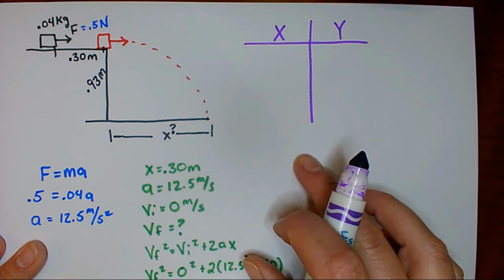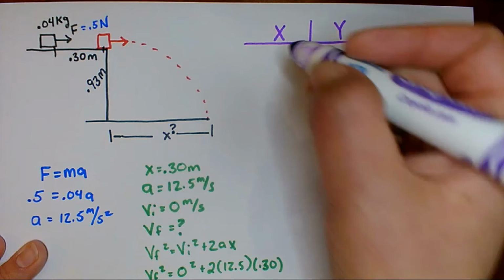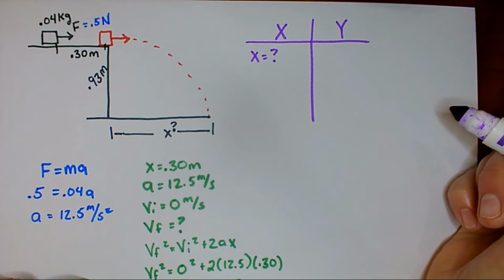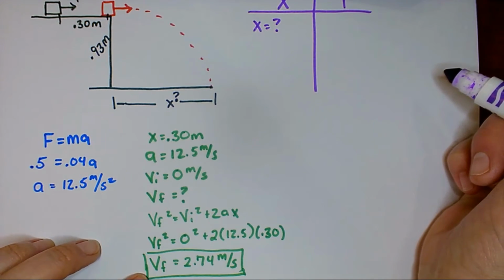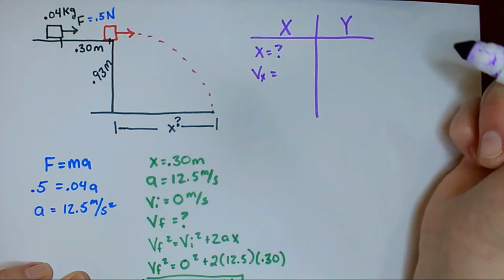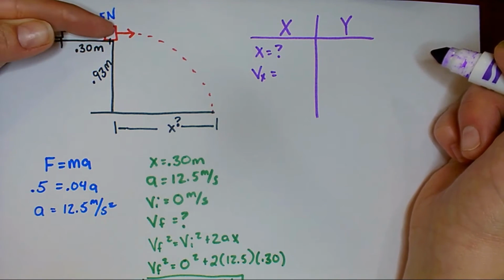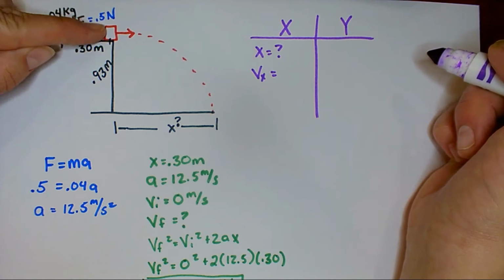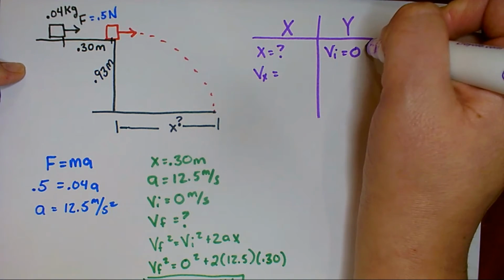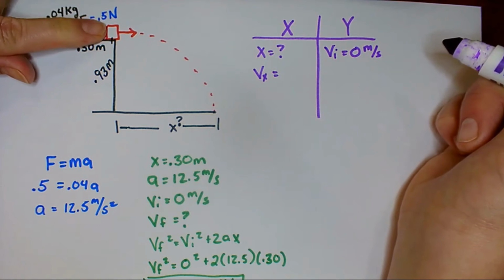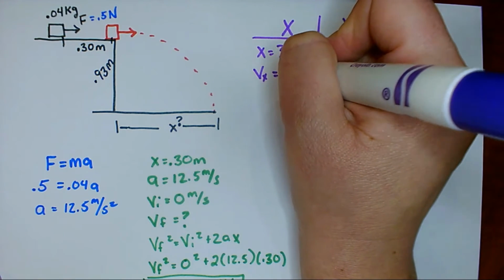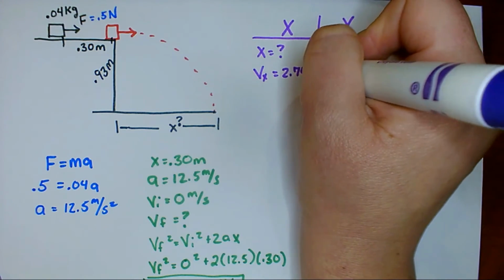For projectiles, we make an XY chart. I'm going to fill in everything we know. The ultimate goal is to find X, so that's what you want. This velocity down here that we just got is going to be the X velocity. No need to break them up because it's going to be straight off of the side. So there's going to be no initial velocity in the Y direction. In fact, I'll go ahead and write that in. Velocity initial in the Y is 0 because it's going straight off the table horizontally. This is going to be 2.74.